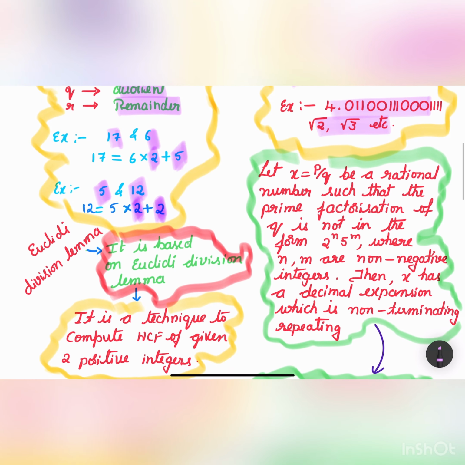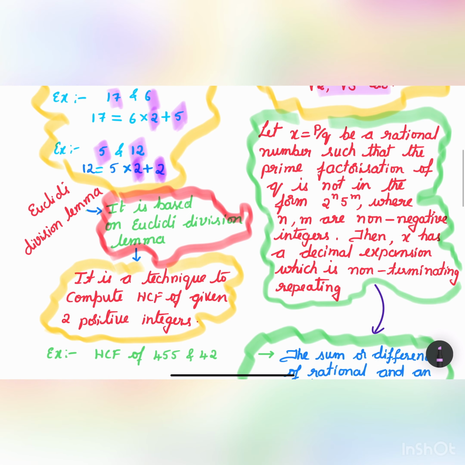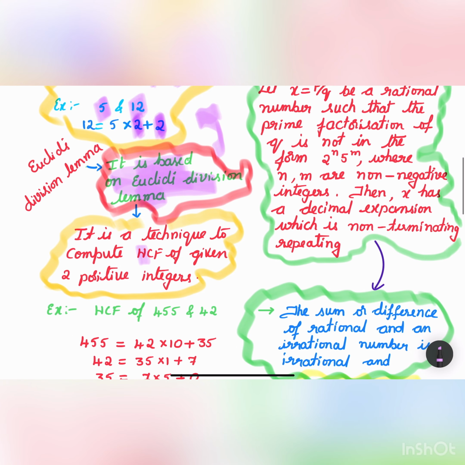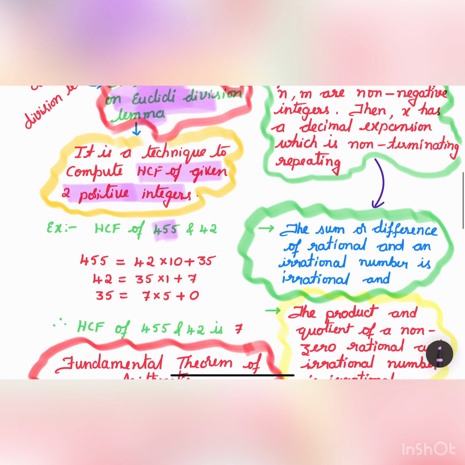Now we will take a look at an application of Euclid's division lemma. Actually, this technique is based on Euclid's division lemma, and it is used to find the HCF of any two given positive integers. For example, if we take 455 and 42, we have to divide 455 by 42, and 42 10s are 420, then the remainder will be 35.